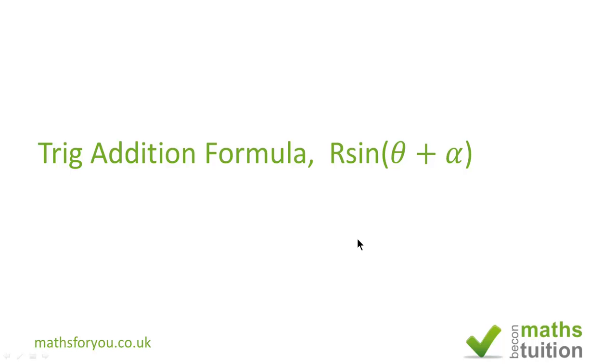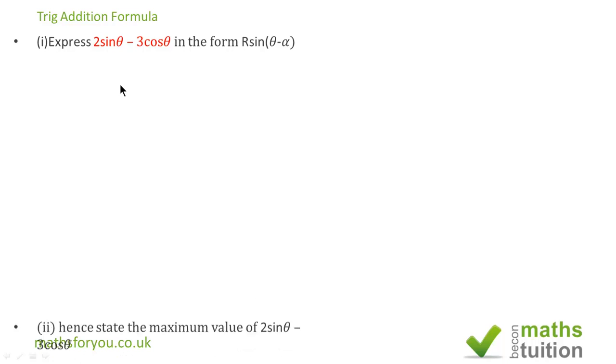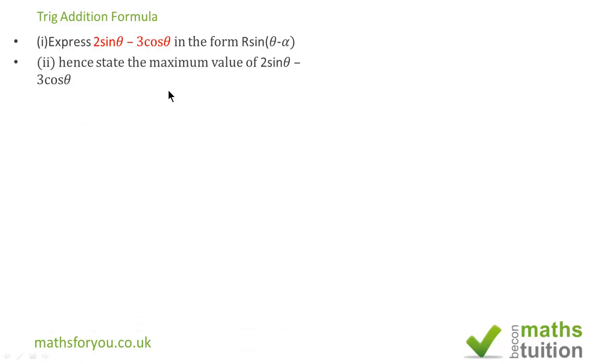Hello and welcome to this revision session on the trig addition formula, and in particular we're looking at R sin(theta plus alpha). Here is our problem. It says: express 2 sin theta minus 3 cos theta in the form R sin(theta minus alpha). And the second part says: hence state the maximum value of 2 sin theta minus 3 cos theta.